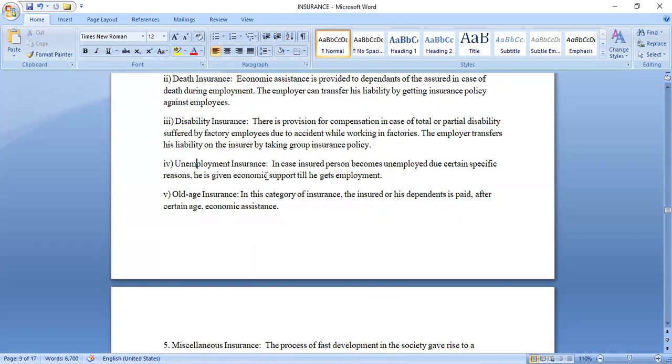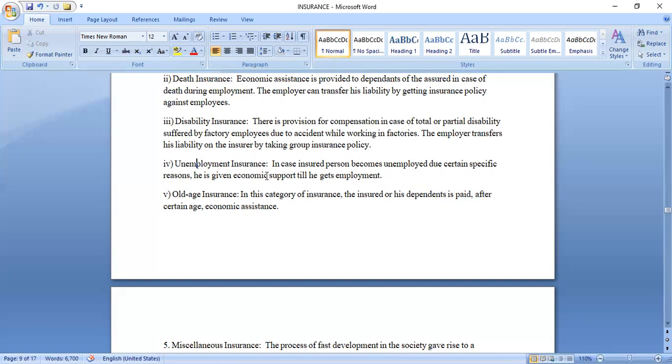Then unemployment insurance, right? This one also is geared towards providing economic support to the insured at the time when they do not have a job, when they have maybe lost their job and are not working, until the time when they get another job.